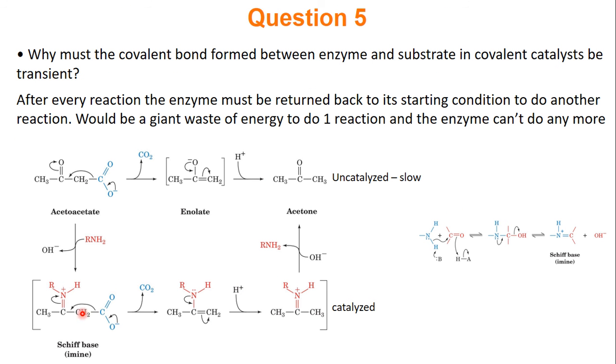So question 5, you can see that this bond is transient. That means it forms and it breaks. Why must covalent bond formation between the enzyme and the substrate be transient? That's because you want your enzyme to be functional after every reaction it does. So let's just say you never broke this enzyme substrate bond. Well, your enzyme could only do one reaction and it'll be broken, which would be a giant waste of energy.